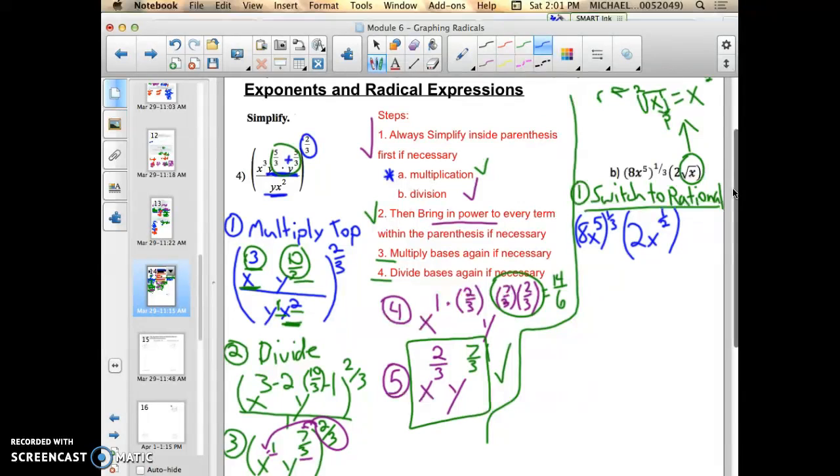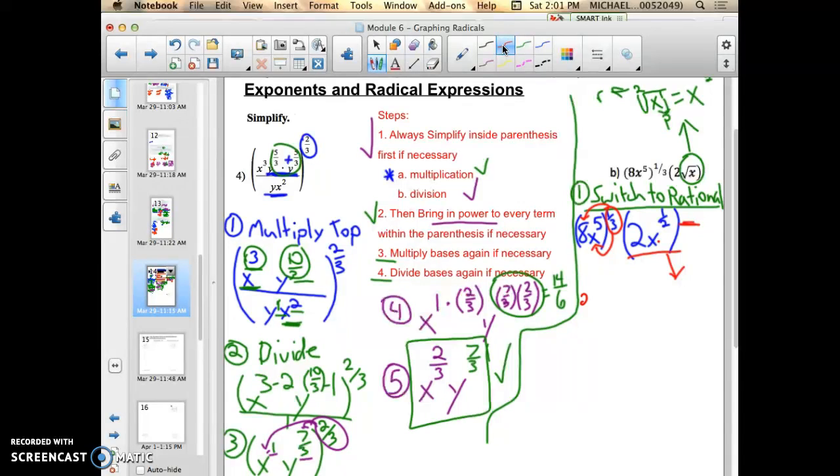So I can jump down to the next step, bring the power into every term if necessary. In this case, this does happen. The power of 1/3 is going to interact with that 8. It's also going to interact with the x to the 5th. In this case over here, there is no power, so I don't have to do this step to this chunk. So I'm just going to bring this chunk down and rewrite it.